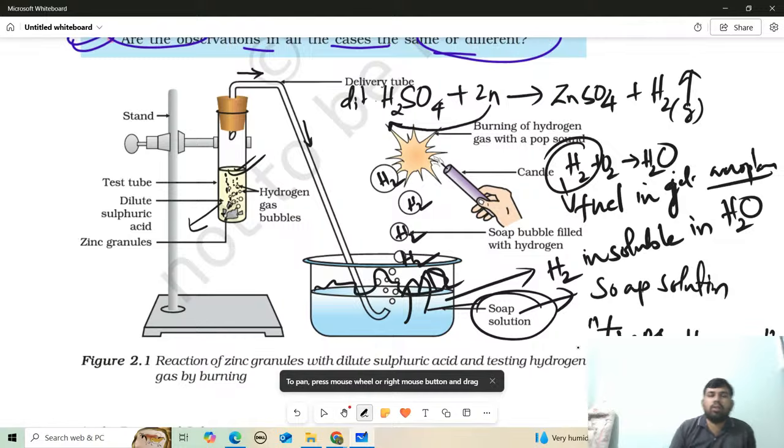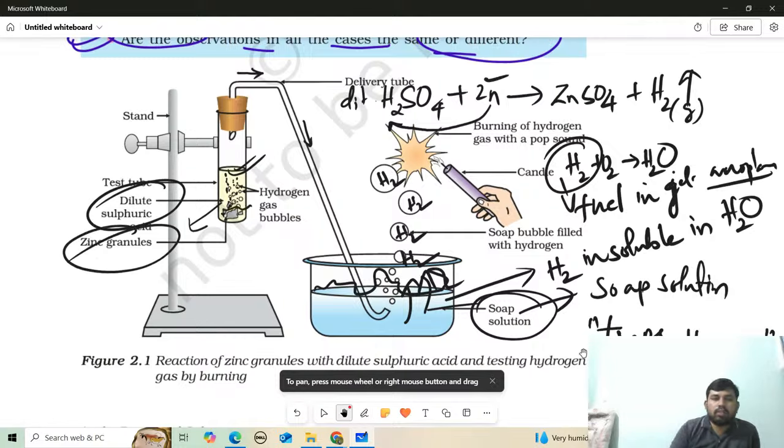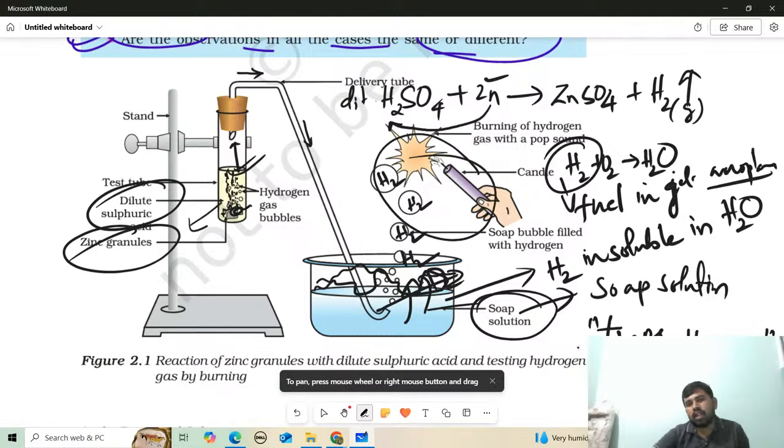You remember, in this activity they take sulfuric acid, add water and zinc granules, and slowly the reaction takes place on the surface. From the surface of the zinc, hydrogen bubbles form. The gas passes through the gas tube and through the soap solution. This hydrogen gas is insoluble in water, so the soap solution traps the bubbles, and when we bring a glowing candle near, the hydrogen gas burns with a pop sound. So this is the burning of hydrogen gas.